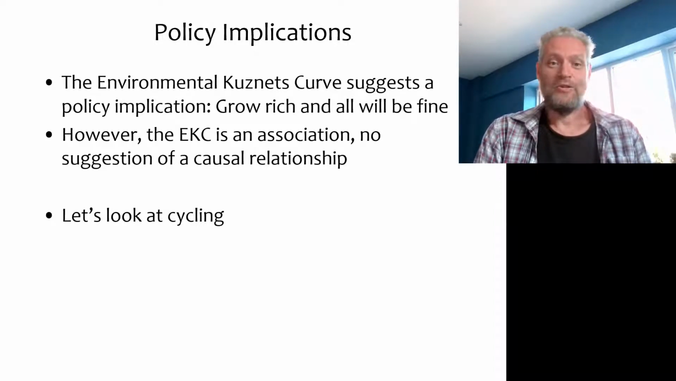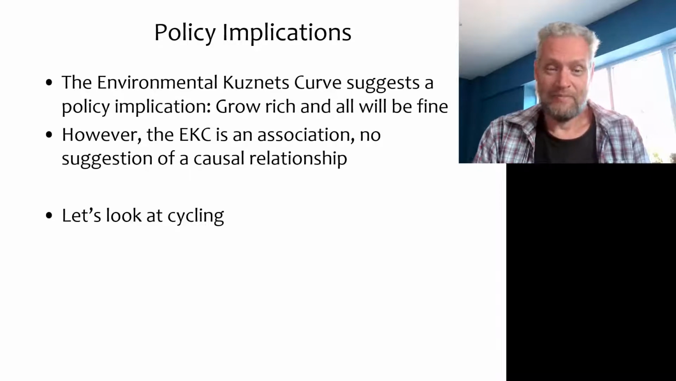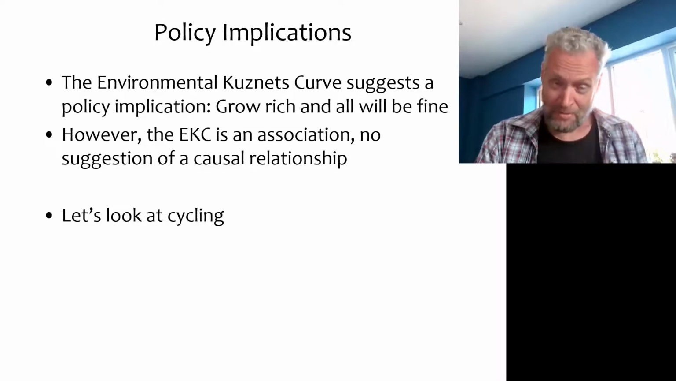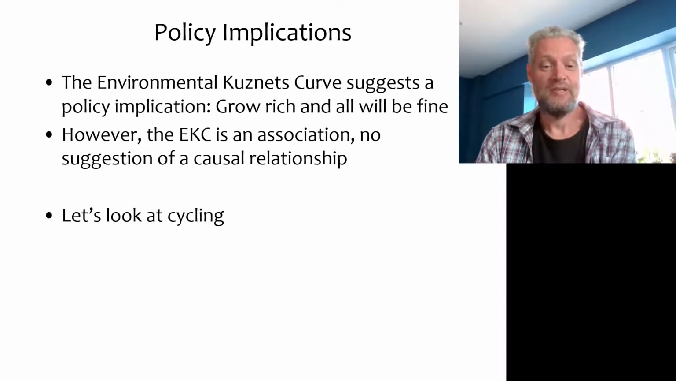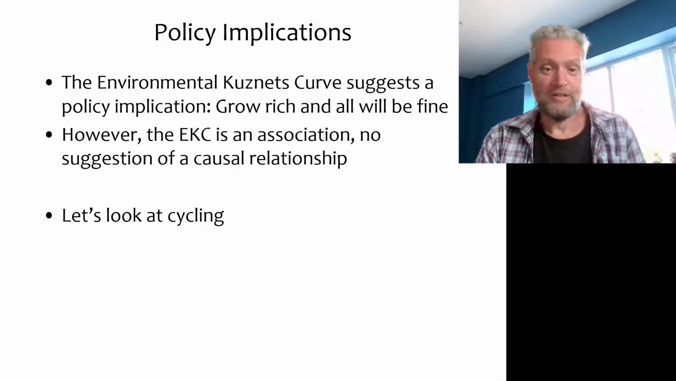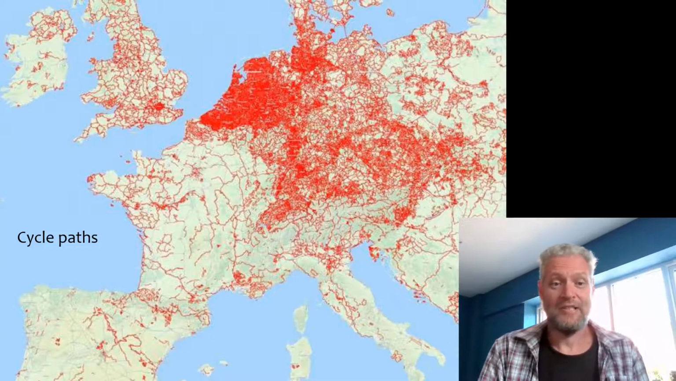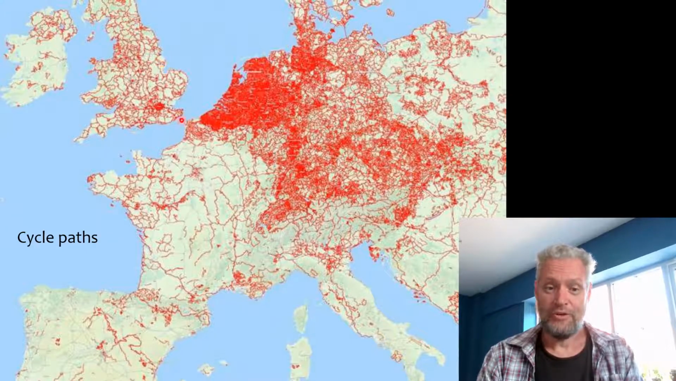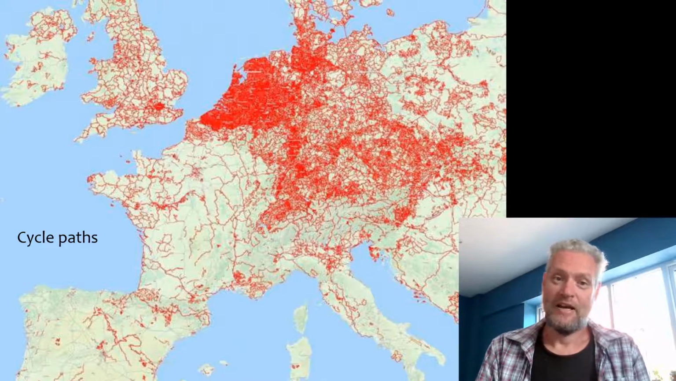There's no suggestion of a causal relationship, but it's perhaps best illustrated with an example of how it was a policy intervention that changed the relationship. And let's just have a look at cycling. That's the example I'm going to use. Now, what you're looking at here is the density of cycle paths in Western Europe. In the UK, there's a few. In France, there's not so many. Spain, Italy, hardly any. And then if you look at the western part of Germany, all over Germany and particularly the Netherlands, you see that there's just cycle paths everywhere.